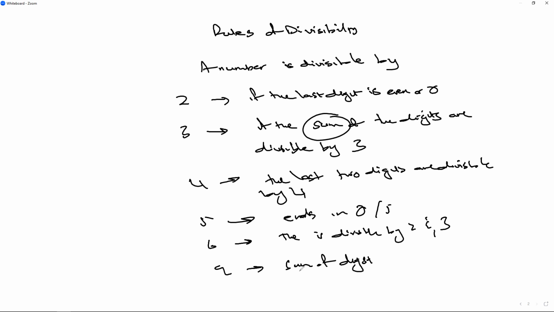So this one will have a sum, and this one also has a sum, divisible by 9. And 10, obviously, if the last digit is 0, then it's divisible by 10.